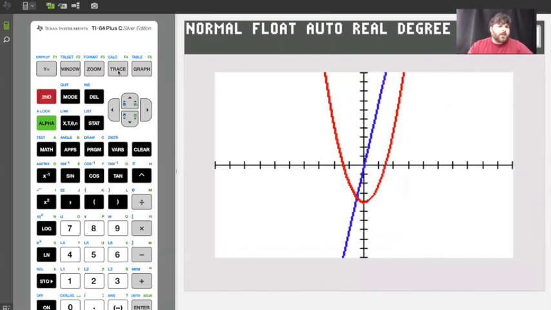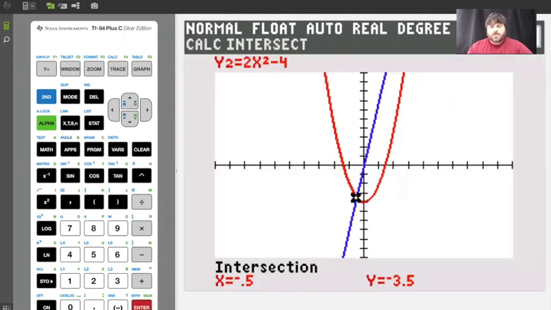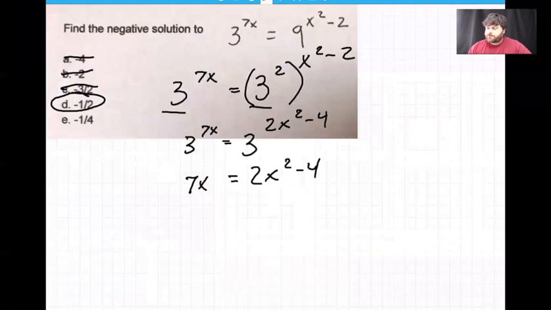I do second calculate. I'm going to find the intersection, and I'm going to go enter, enter, enter, and it's going to say negative 1/2. Perfect. So D is the correct answer. All right, D is the negative solution to that.